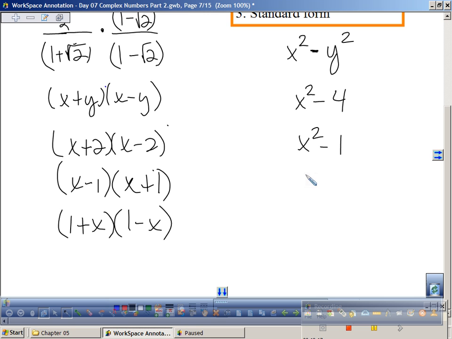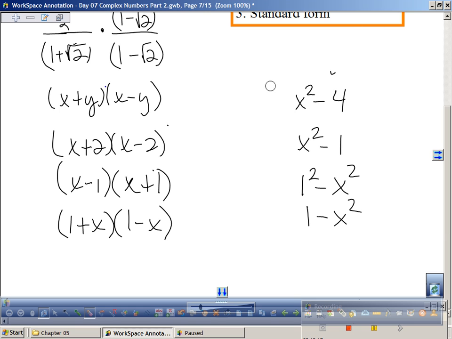No. 1 squared minus x squared, or 1 minus x squared, right? That's what you have here. Okay. I'm going to FOIL it and you're going to see it.